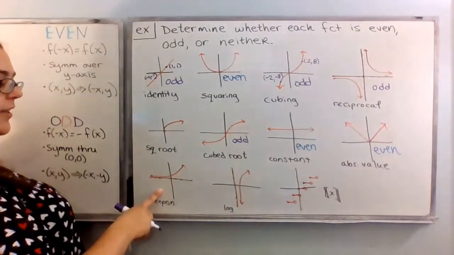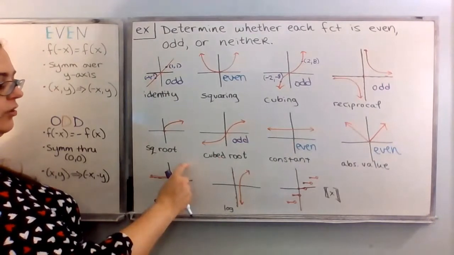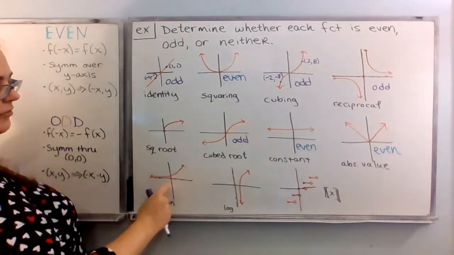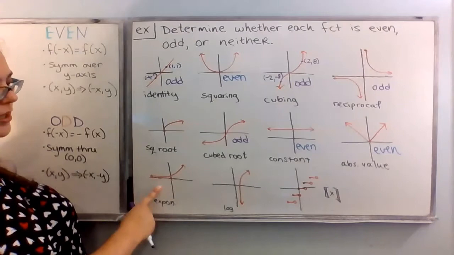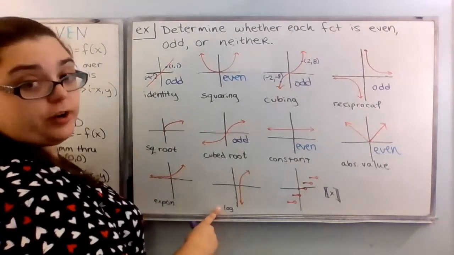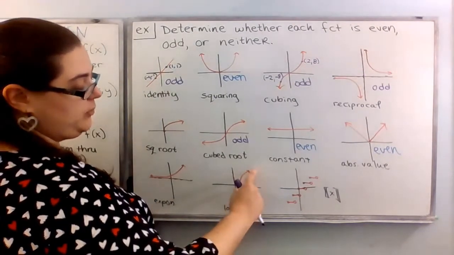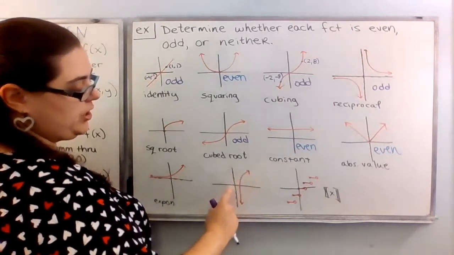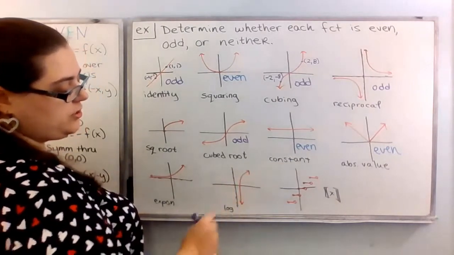The exponential is not. If I were to reflect this through the origin, I'm not getting anything down here, so this one's not odd. Same thing with our logarithmic function. If I were to reflect this through the origin, I'm not getting anything over here, so this one is not odd.